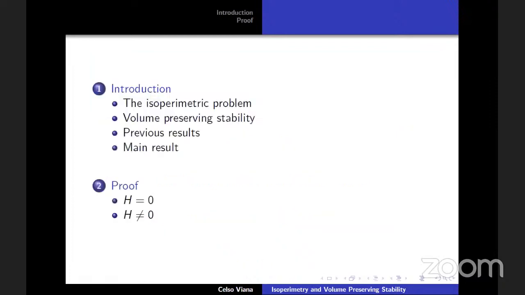The organization for this talk will be as follows. In the first part, I will introduce the question of isoperimetry in real projective space, and also the definition of volume preserving instability, which is essential in our talk. Finally, I will state our main result and also some previous results on this classification problem. In the second part, I will discuss the key ingredients and the key ideas that we use in proving the main result.